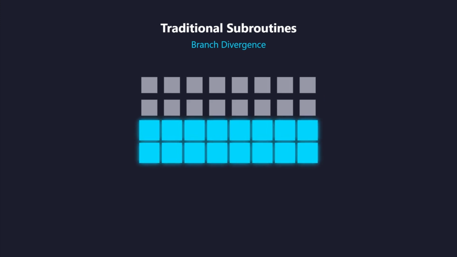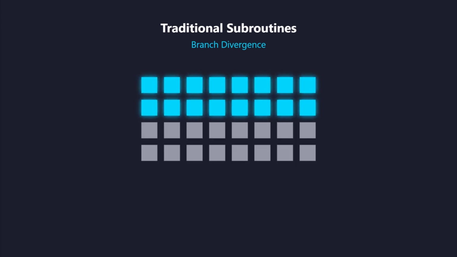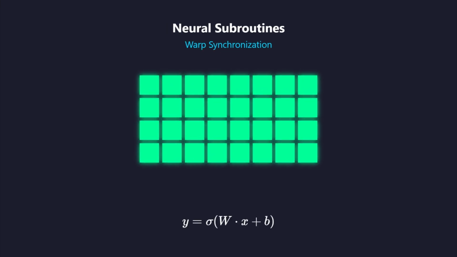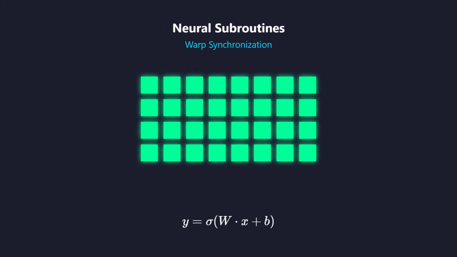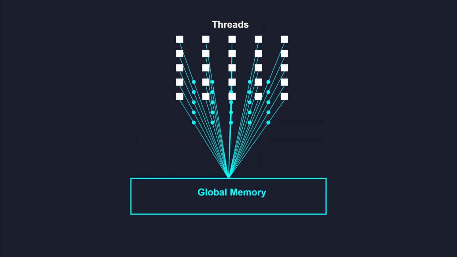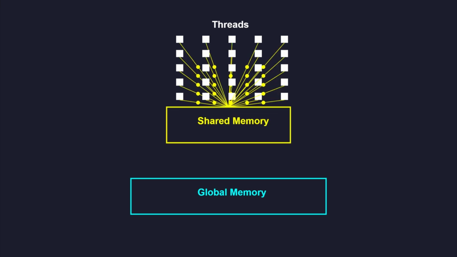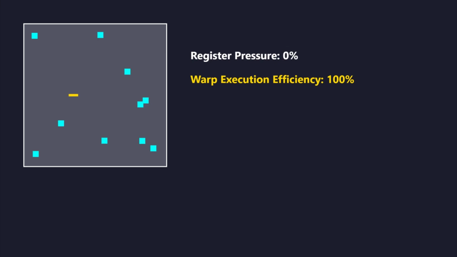Traditional subroutines use if statements that cause threads to wait for each other. Neural subroutines use the same mathematical operations for every point, keeping all 32 threads in a warp synchronized and fully utilized. Store intermediate layer activations in shared memory. This high-speed on-chip storage is much faster than global memory and allows threads to communicate and reuse data during the forward pass of the neural network.